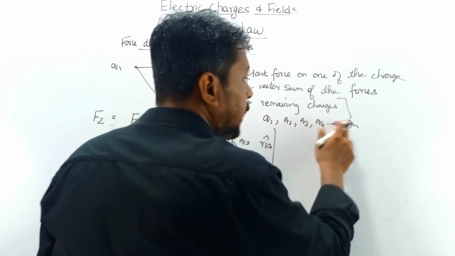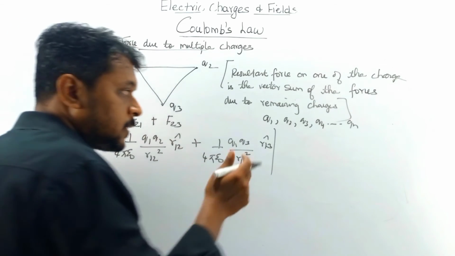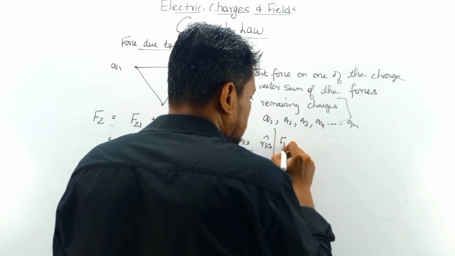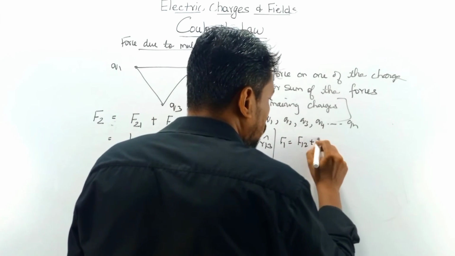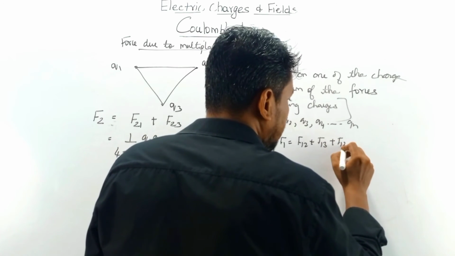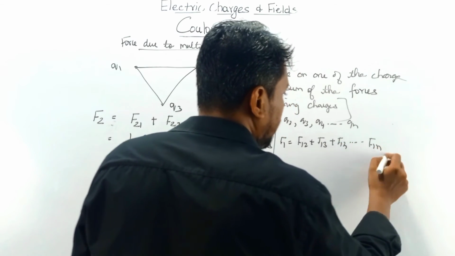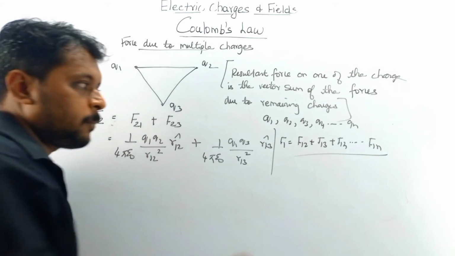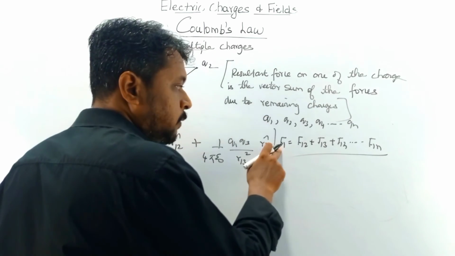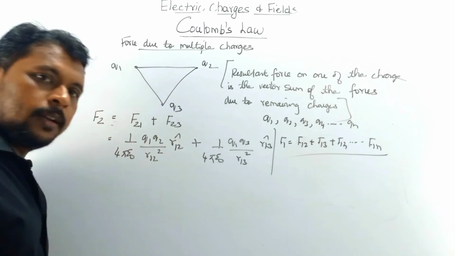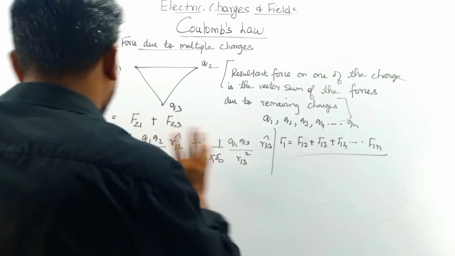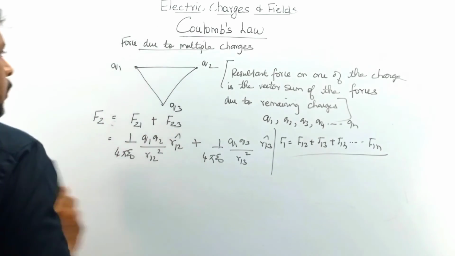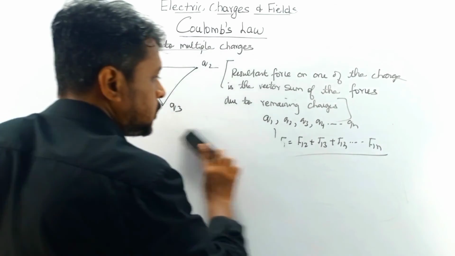So here also, when we have multiple charges, if I take the resultant acting on one charge, it could be F12, F13, F14 up to F1n. Here I am considering one charge, that is 1. F1 is equal to F12 plus F13 plus F14 up to F1n. So this is the way of representing force due to multiple charges.